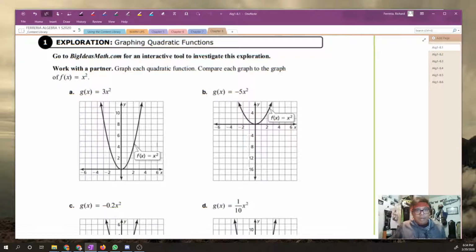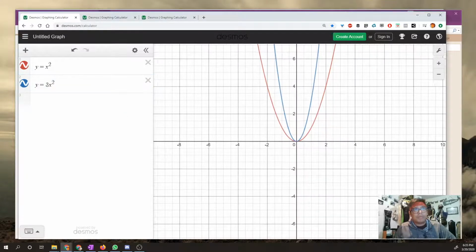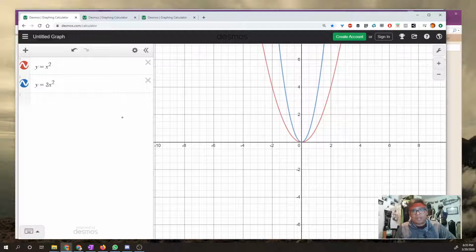All right, so: graph each function, compare each with the graph of f of x equals x squared. So what we're meant to do is graph onto this axis g of x equals x squared. Let's take a look at Desmos. The red line that I have here is y equals x squared, and the blue line that you see there is y equals 3x squared.